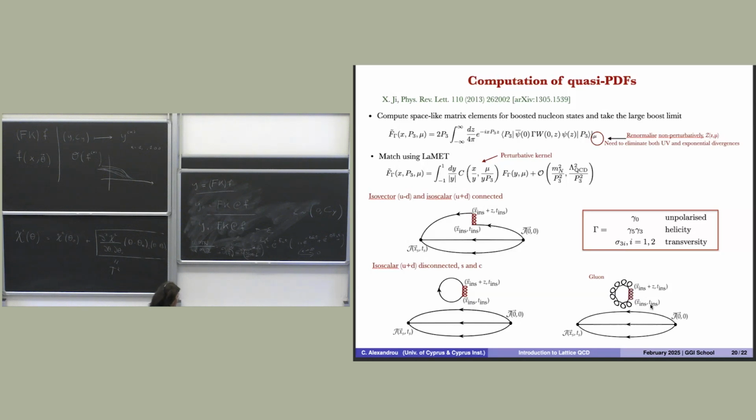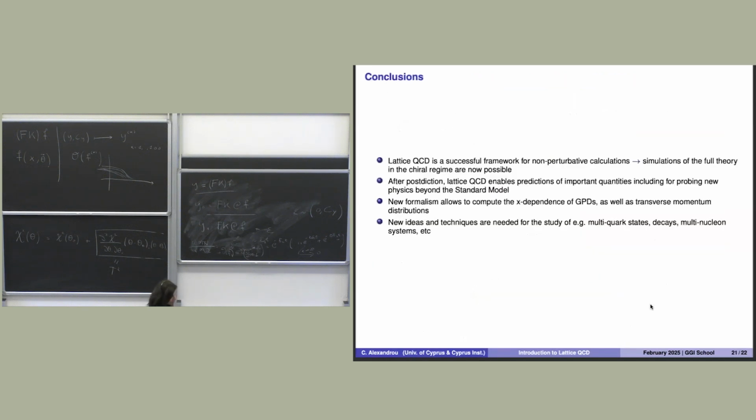And therefore, let me conclude here by saying that we can do a lot of calculations now in lattice QCD. We still need the development of techniques to do them. So a lot of theoretical work is also being done. Also a lot of algorithmic work is being done. New ideas, we need to have them.